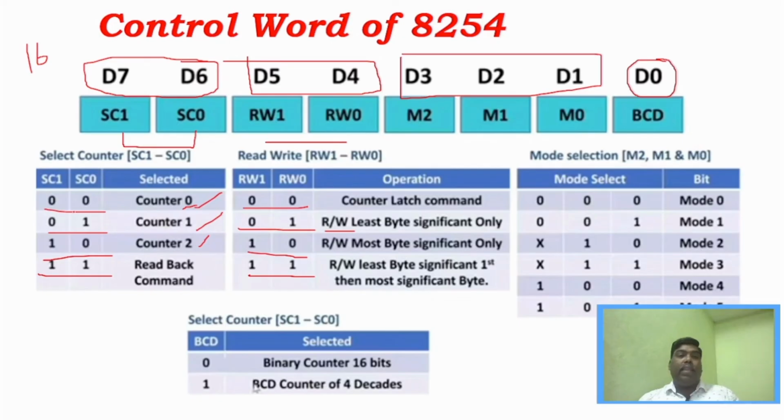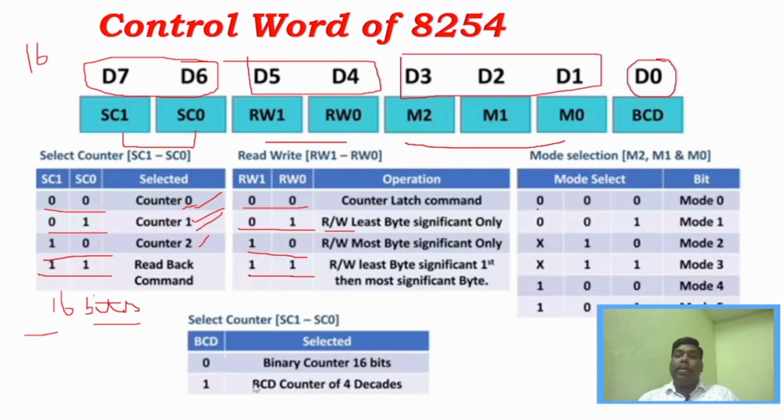To understand very clearly, say for example counter 1 is selected, and that counter 1 has 16 bits. In those 16 bits, whether the LSB is going to be read or written, or the MSB is going to be read or written, will be determined by these particular bits, right? And these 3 bits tell you which mode the counter is going to operate in. We know that the counter can be selected through these 2 bits, but these three bits tell you which mode the counter is going to work in.